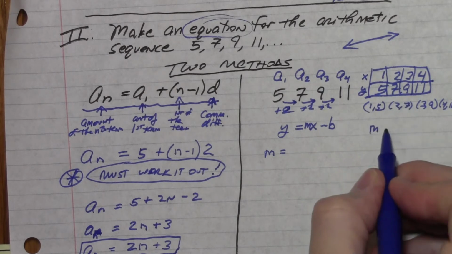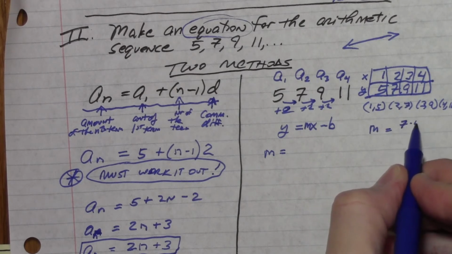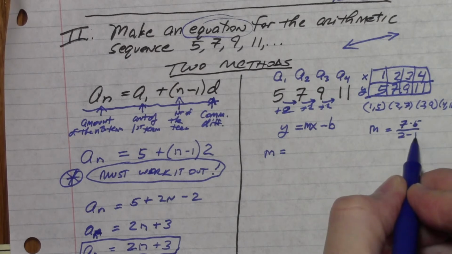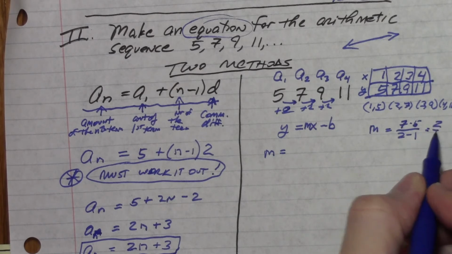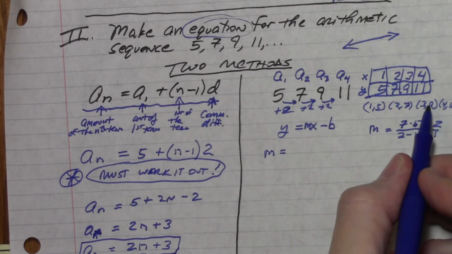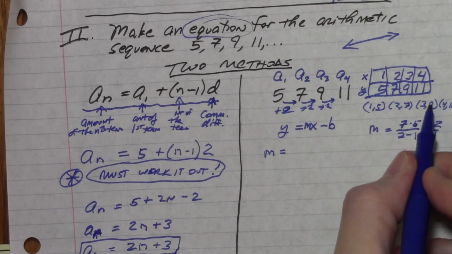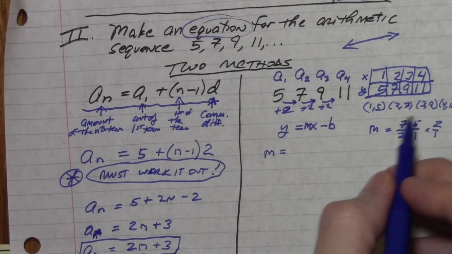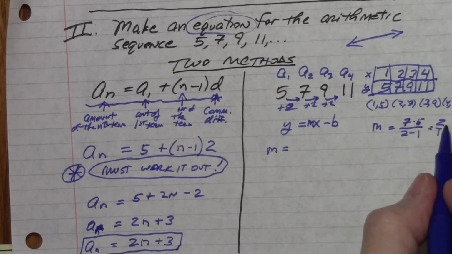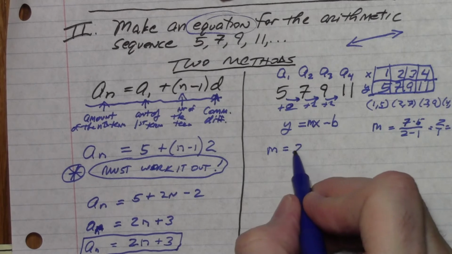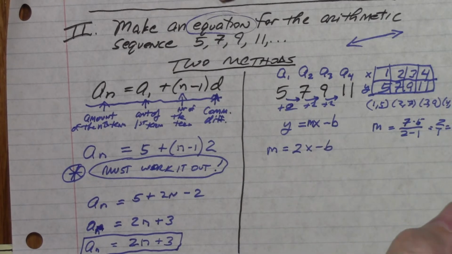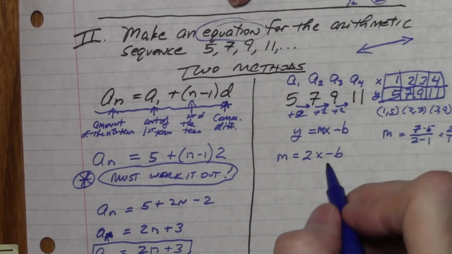I'll take these first 2 numbers, y minus y over x minus x. That's 2 over 1. I could do the same thing with these. 9 minus 7 is 2 over 1. 2 over 1. Any combination here of them. And so I get a slope of 2. So I have 2x minus b. All I need now is b.